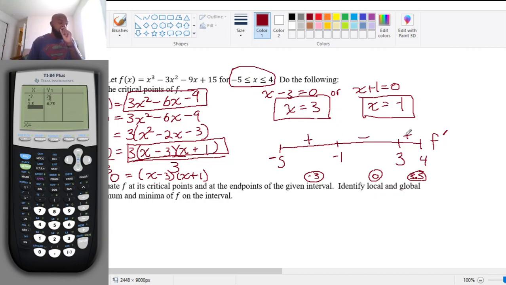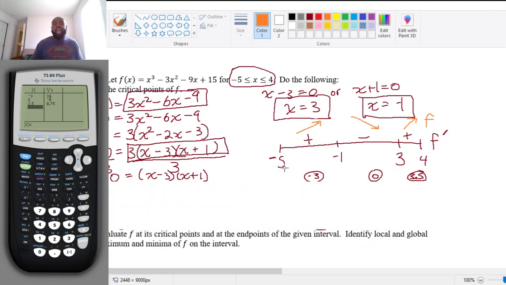And so what this means is that my function, not my derivative, but my function, would be increasing on this interval, decreasing on that interval, and increasing on that interval, which means at x equals -5, I'm actually going to move this down a little bit. I wrote a little too big.